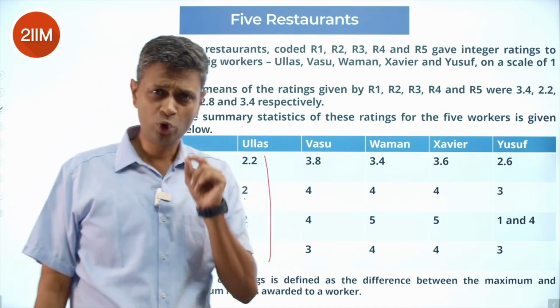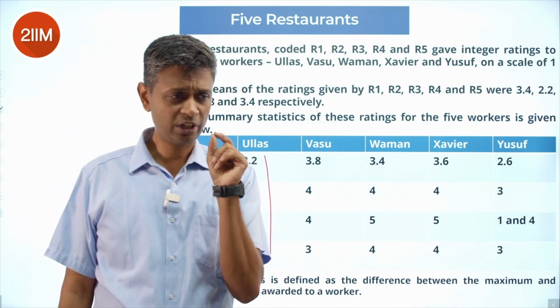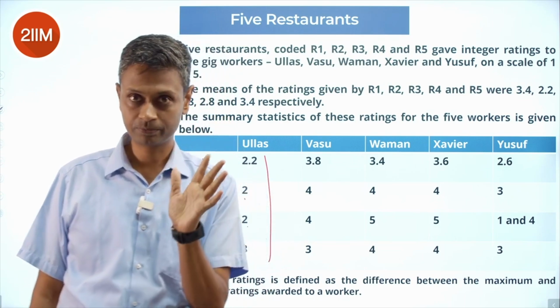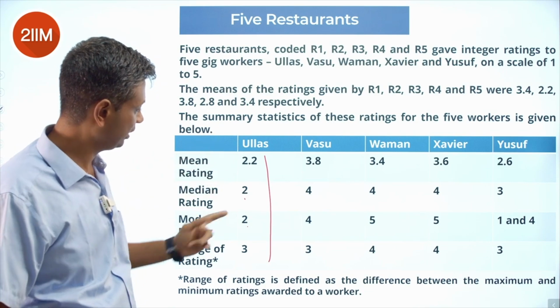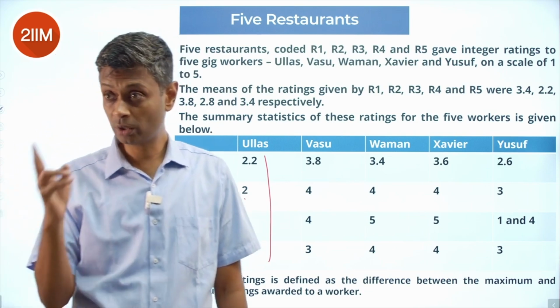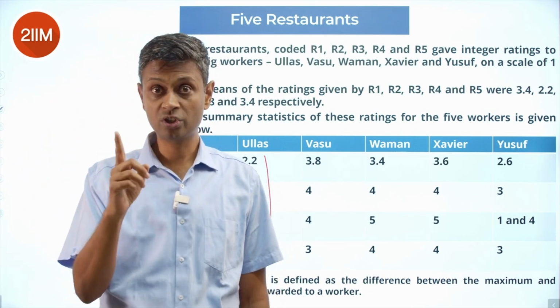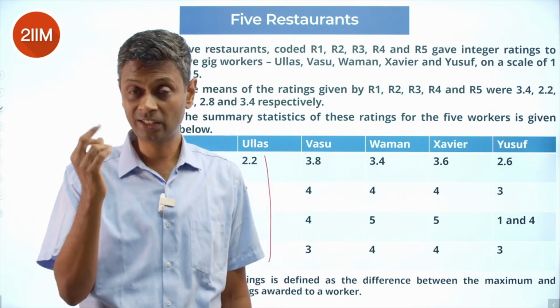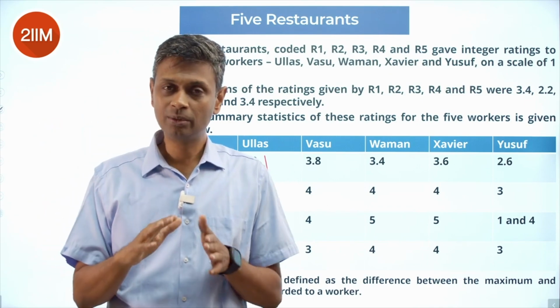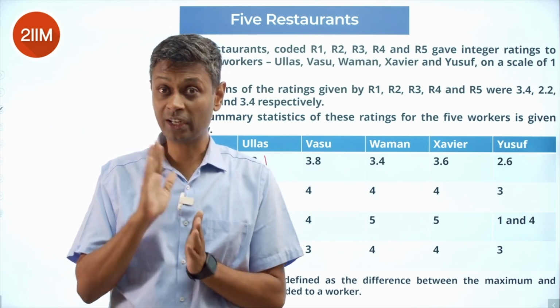Modal rating. Mode is the number in a statistical sample that appears the most frequently. That means in Ullas's ratings, 2 appears most frequently. So 2 could appear twice, and other numbers could appear once each. 2 could appear thrice, and others could appear once or twice. 4 times and one other. But 2 occurs more frequently than others.